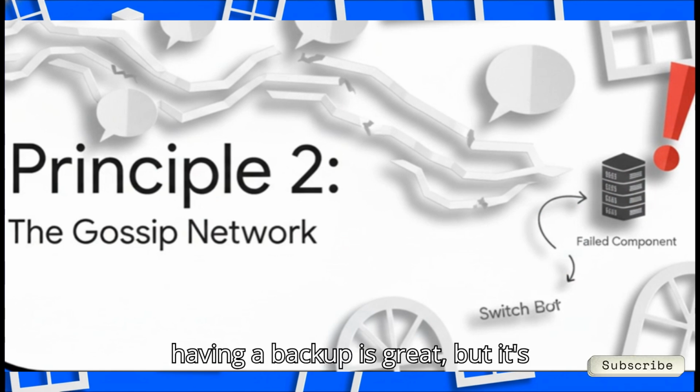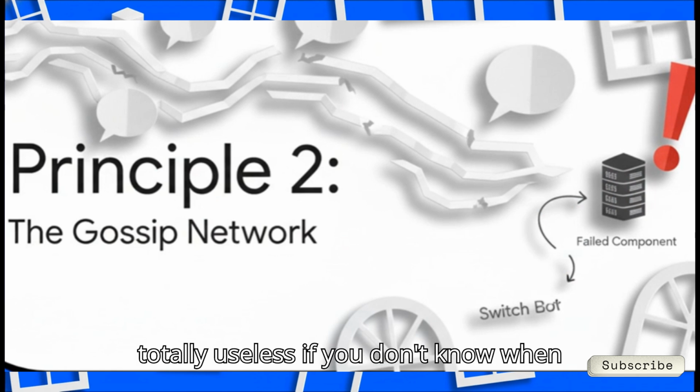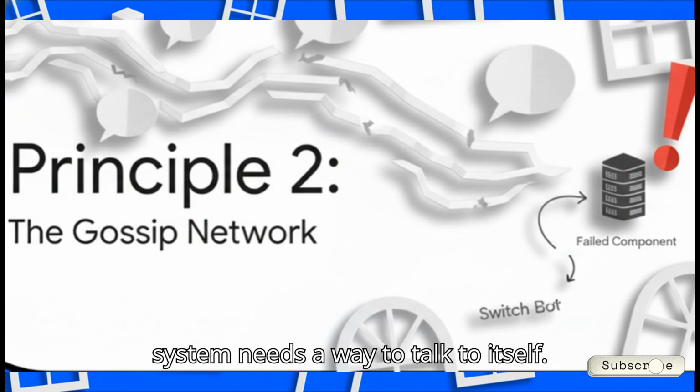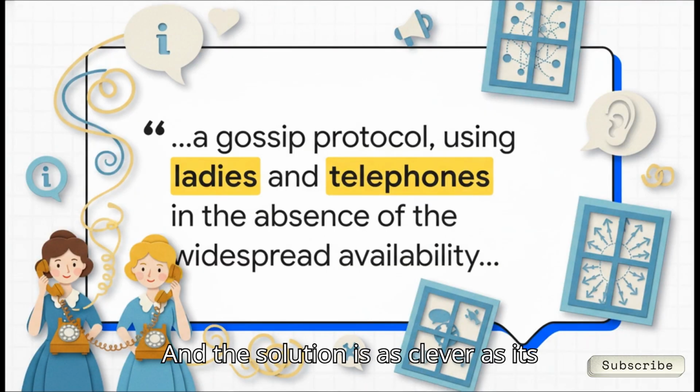I mean, having a backup is great, but it's totally useless if you don't know when you're supposed to switch to it. The system needs a way to talk to itself. And the solution is as clever as its name is fantastic. It's called a gossip protocol.